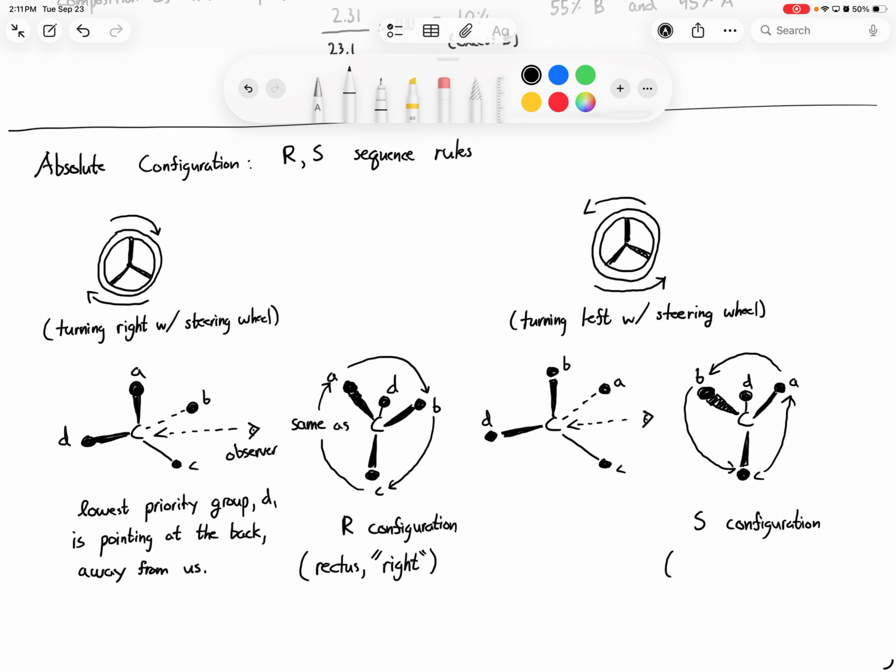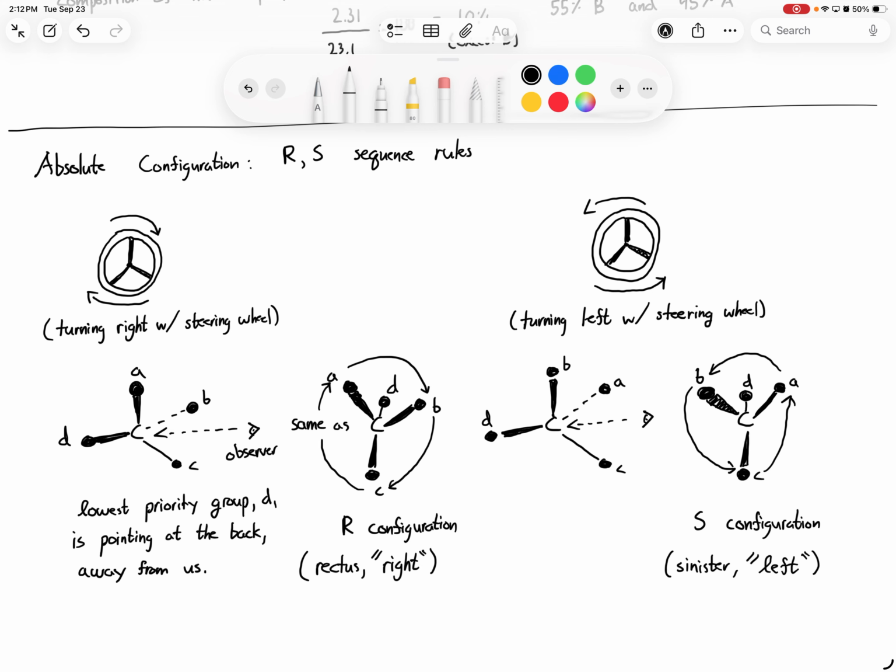So the Latin word for S is sinister. And that means left. So that's why it's R and S. Right and left. Okay? All right. So that's how you would denote the different enantiomers.